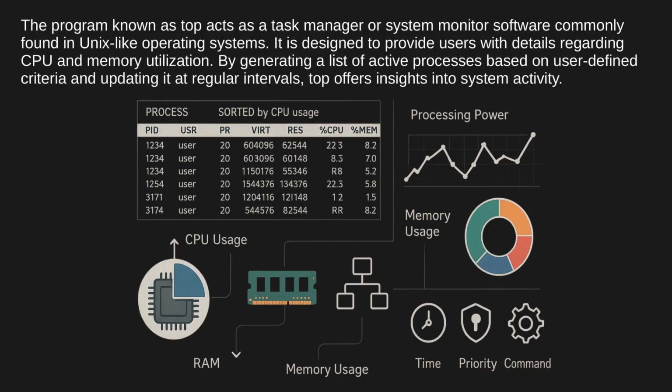The program known as TOP acts as a task manager or system monitor software commonly found in Unix-like operating systems. It is designed to provide users with details regarding CPU and memory utilization. By generating a list of active processes based on user-defined criteria and updating it at regular intervals, TOP offers insights into system activity.